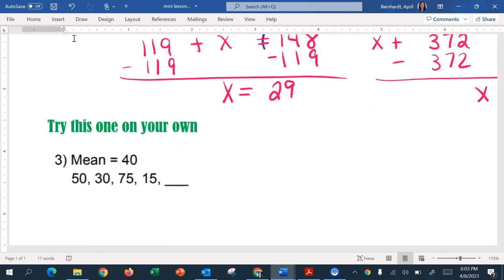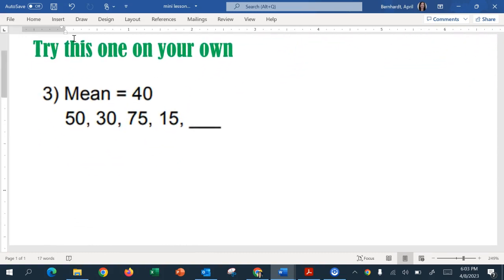All right, now it's time to try one on your own. So pause the video, try this one on your own, and then restart the video to see if we match up. And if you have any mistakes, see them now so you don't continue to make them. So pause the video and try this one on your own.